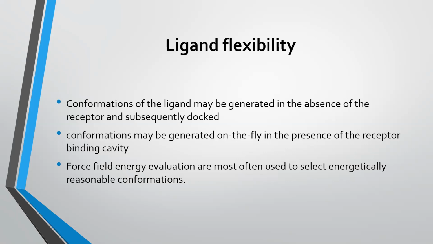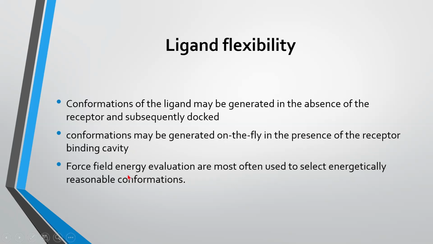calculations. So if you want to implement the ligand flexibility, all possible different conformations of one particular ligand need to be docked to that particular protein of interest. The different conformations of the ligand may be generated in the absence of the receptor and then subsequently docked, or otherwise they may be generated in the presence of the receptor binding cavity, and then later these different conformations can be docked into the protein of interest.